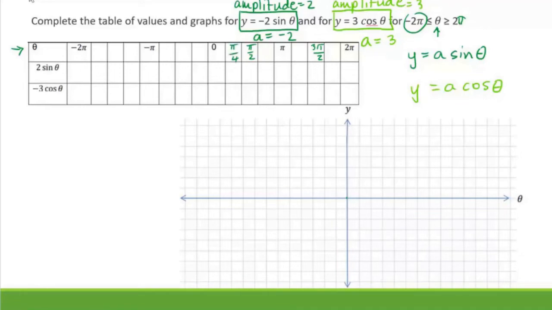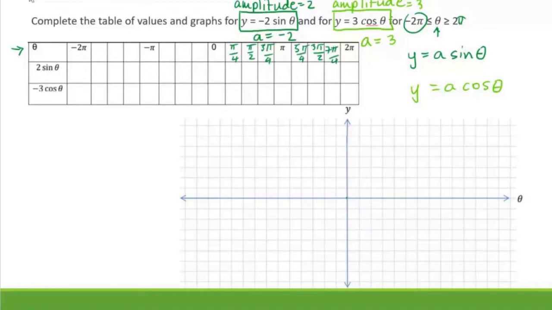Now remember, maybe the easiest way for you here is to count in pi over 4 from 0 to 2 pi. So 0 plus pi over 4 is pi over 4. Pi over 4 plus another pi over 4 is pi over 2. And then we have 3 pi over 4, 4 pi over 4, 5 pi over 4, 6 pi over 4, 7 pi over 4, and 8 pi over 4.